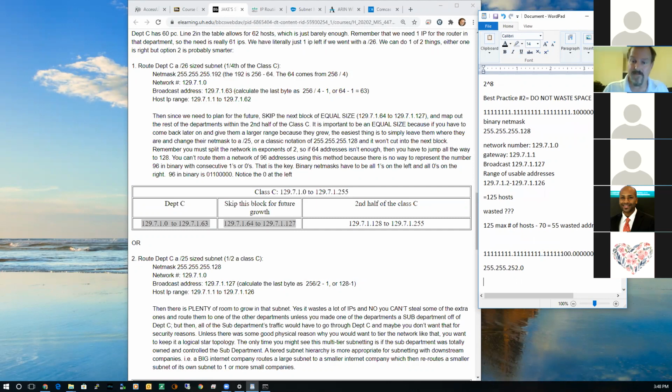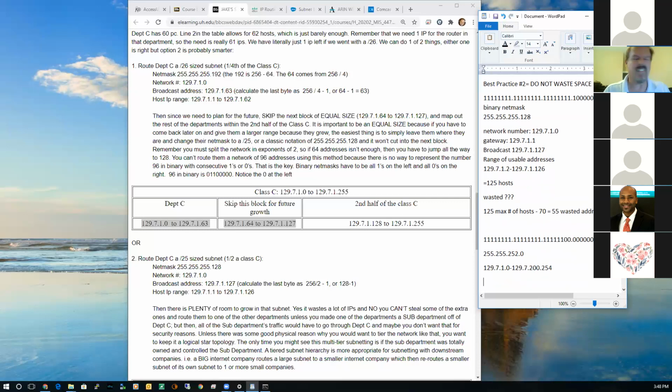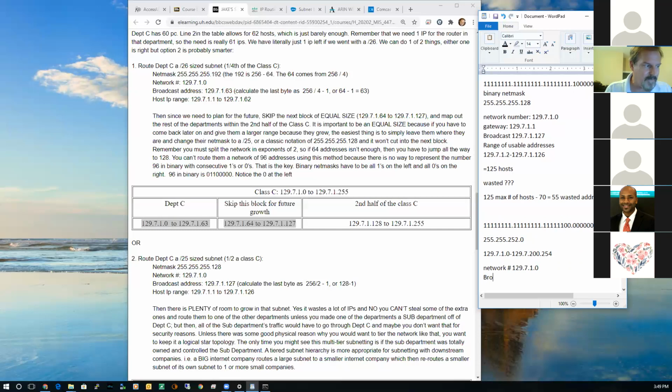So that means if you had a range of 129.7.1.0 to 129.7.200.254, let's just pick a big range that we're given. What's my subnet block going to be if I stick them in the first chunk there with that net mask? Well, the network number, that's easy. That's going to be still the first number, 129.7.1.0. What's my broadcast address going to be?